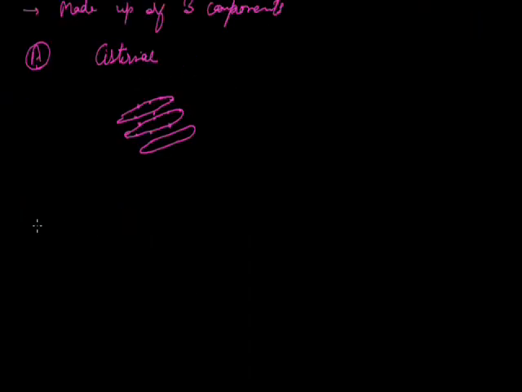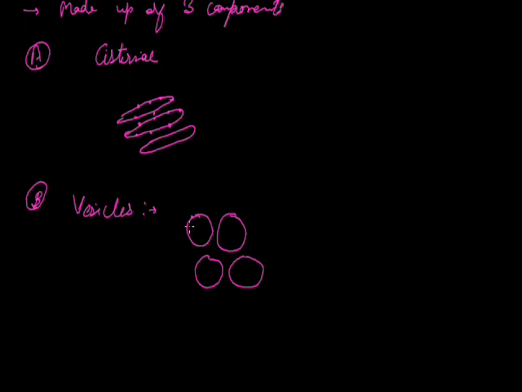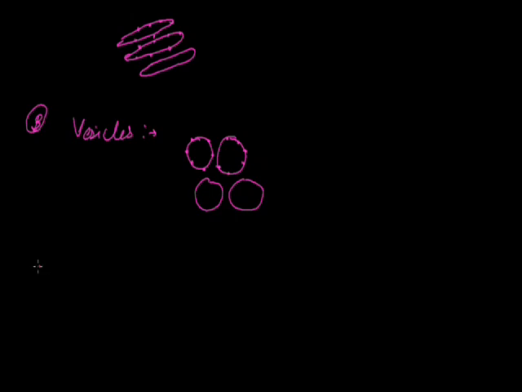The second one is vesicles. These are spherical structures and they also contain ribosomes on their surface. The third component is tubules. These are branched structures. They don't have ribosomes at their surface.